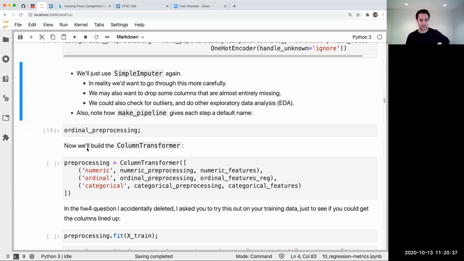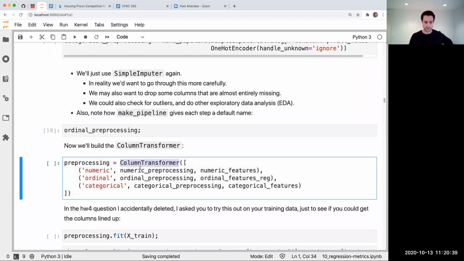Okay, yeah, so now I'm going to build the column transformer. You've seen this before. Numeric preprocessing pipeline goes into these features. Ordinal pipeline goes in these features. Categorical pipeline goes in these features.